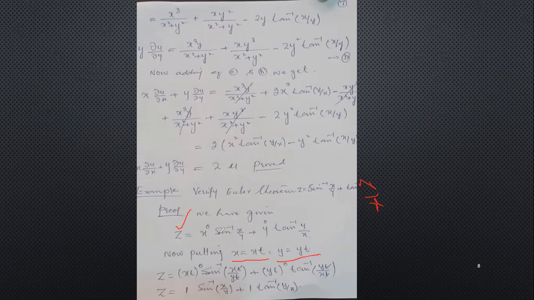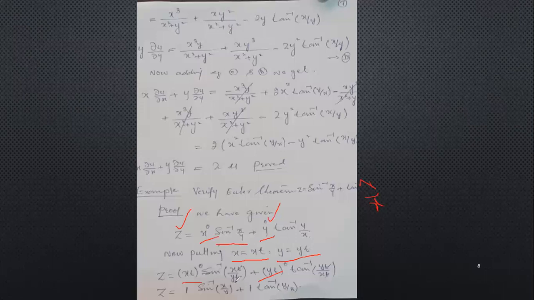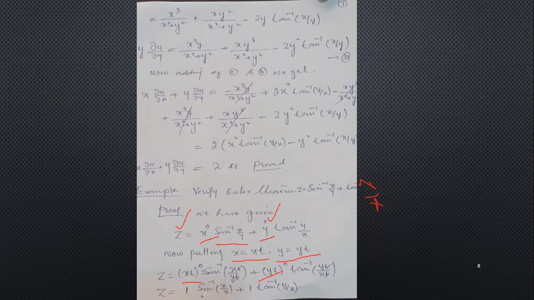But with the first term in the angle we have x and y, while with the multiplication of the first term we do not have x, so we consider x naught and y naught, because we have to find the power of t. So x power 0 is 1, y power 0 is 1. So we substitute x is equal to xt, y is equal to yt. After simplification, t cancels. Here we get 1, here we get 1. So sine inverse x upon y, tan inverse y upon x.